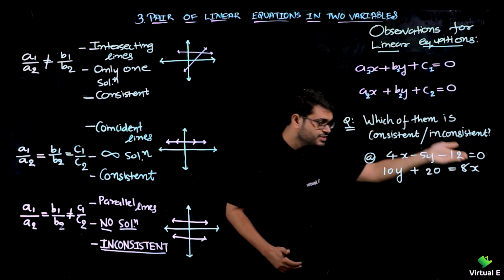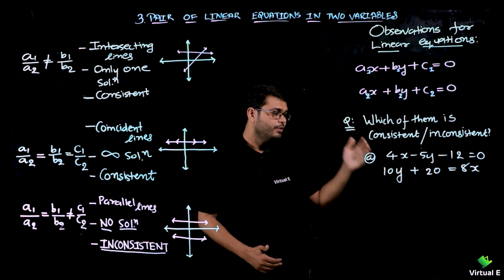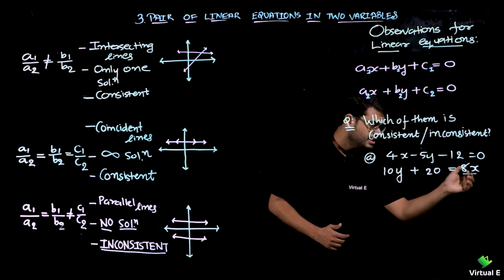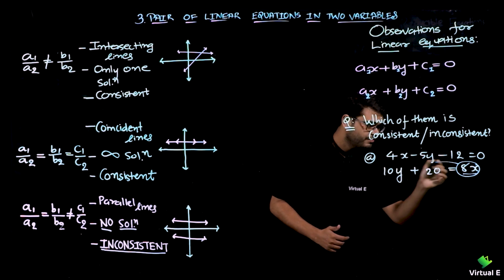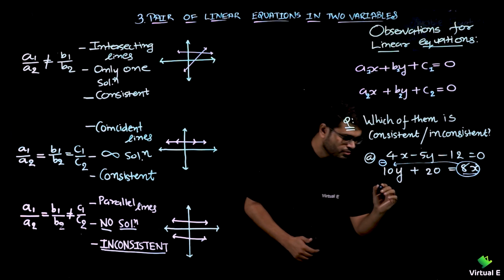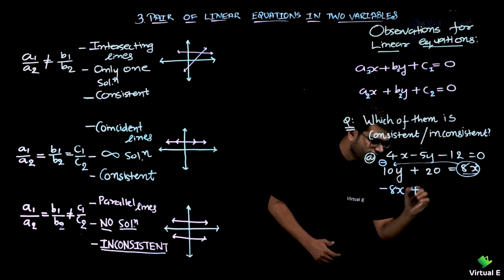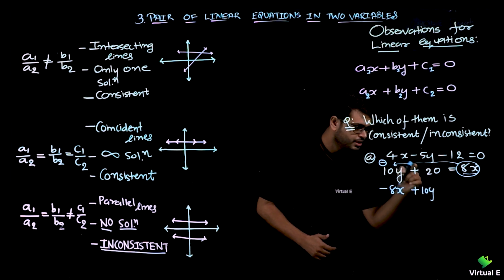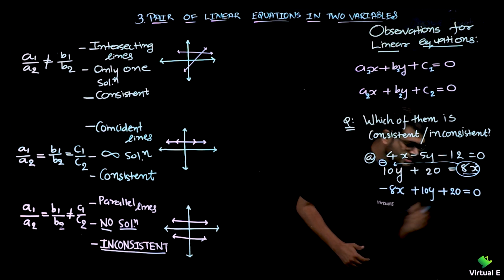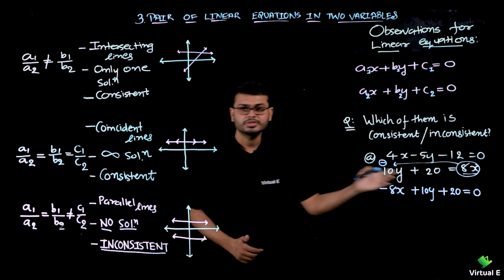So we are going to shift this 8x to this side and convert into standard form. So let's start. This 8x here is positive, so if I shift it to this side it will become negative. So minus 8x, then 10y as it is, then plus 20 as it is, and RHS is 0, so it is standard form. Clear how we converted this into standard form?